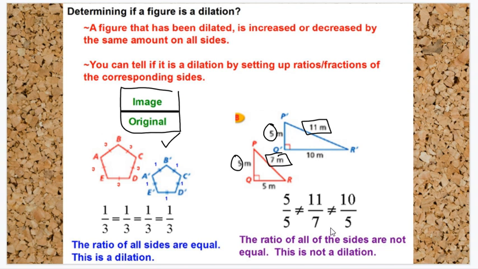So 11 over 7. And then the last one, we have 5 centimeters from Q to R and then 10 centimeters from Q prime to R prime. So that fraction would be 10 over 5. So as you can tell, these three ratios are not all the same. So this one is not a true dilation because every side did not increase or decrease by the same amount.